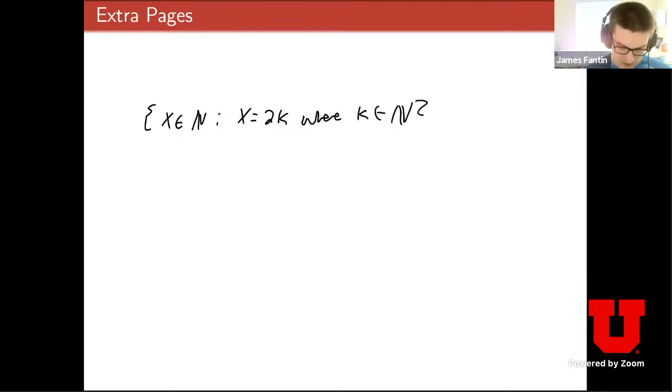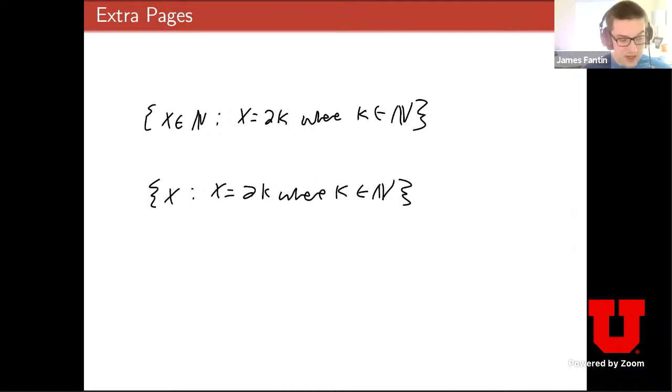Yeah, this is a really good question. If you'll notice here, this actually follows what I was describing earlier. This set is equivalent to this set, the set x, where x is equal to 2k, where k is in the naturals. So you can optionally specify that the elements you're adding come from the naturals, but you don't necessarily have to.